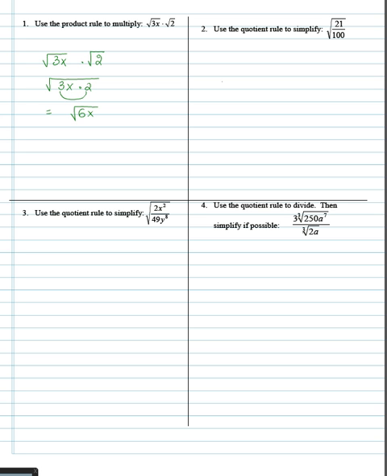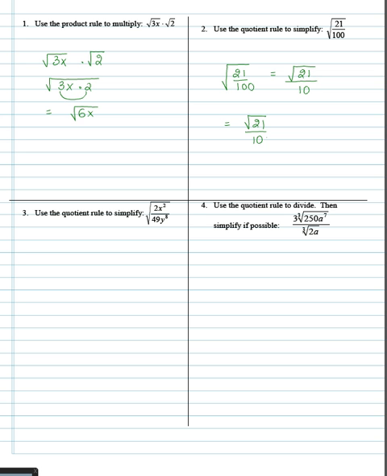Use the quotient rule to simplify. So let's go ahead and see what we have here first. I have radical 21 over 100. And I can't find the perfect square root of 21, so I'm going to go ahead and find the square root of 100. So square root of 21 over square root of 100 is 10. So that is your final answer. Radical 21 over 10.